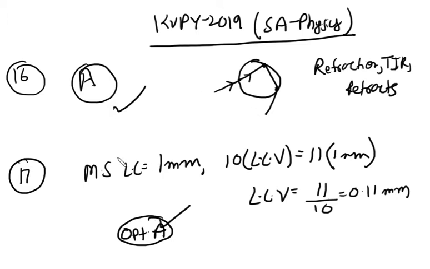The next one is the main scale division. The least count of the vernier caliper is 1 mm. So the 10 divisions of the main scale coincide with the 11 vernier scale divisions, so the length should be the same. Let the least count of the vernier caliper be LCV, then we get it as 0.1 mm. So the correct option would be option A. Going on to the next question.